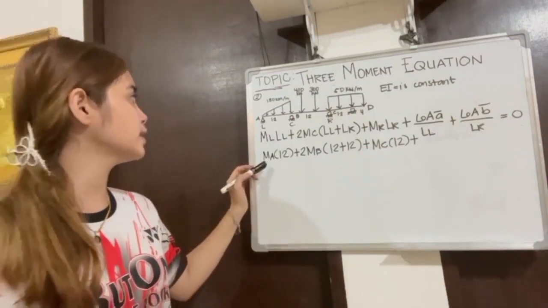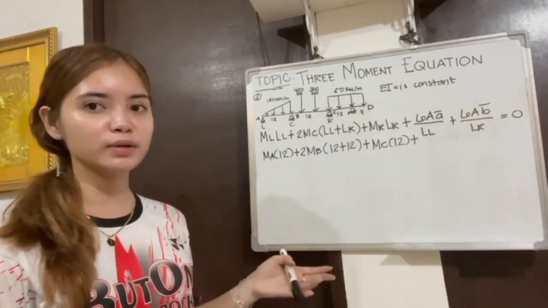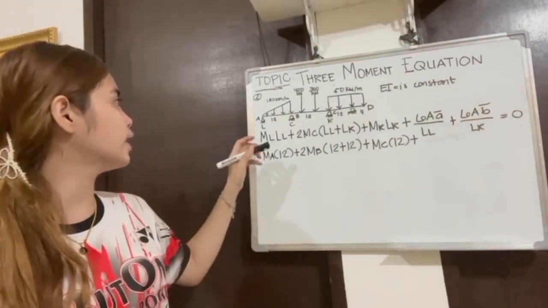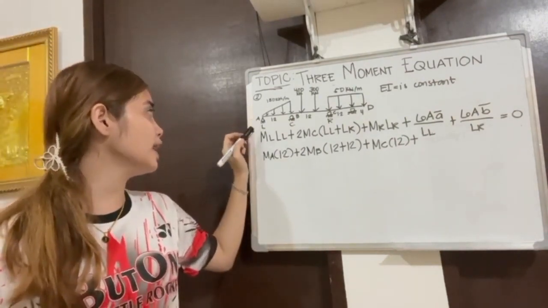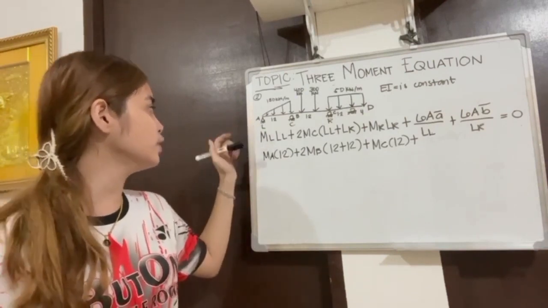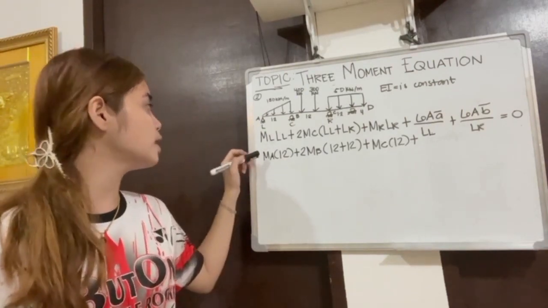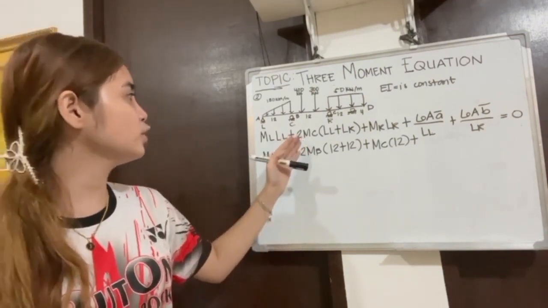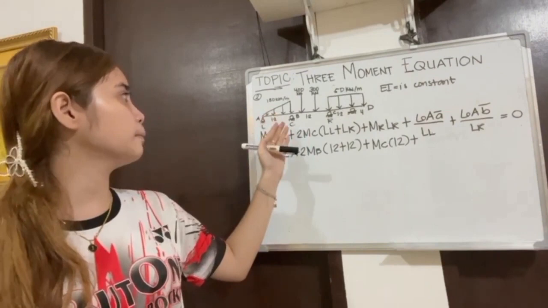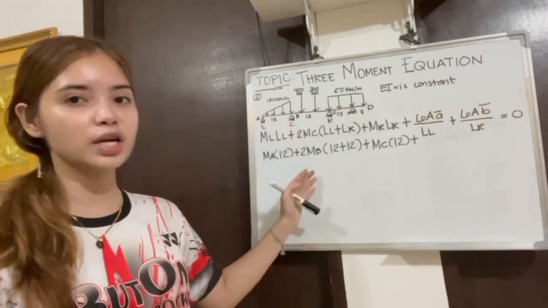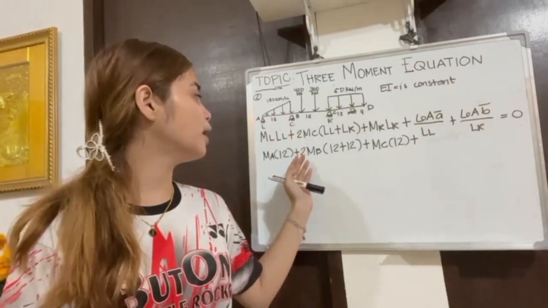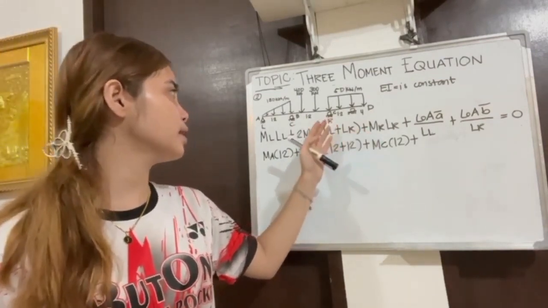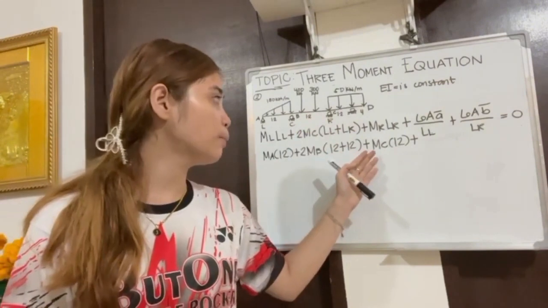Now for MA, for my example in number 1, in my explanation here in number 1, since our left support is placed at A, it becomes the moment from A. And since our center is placed at B, it becomes the moment from B. And our MR is C, so it has the moment from C.